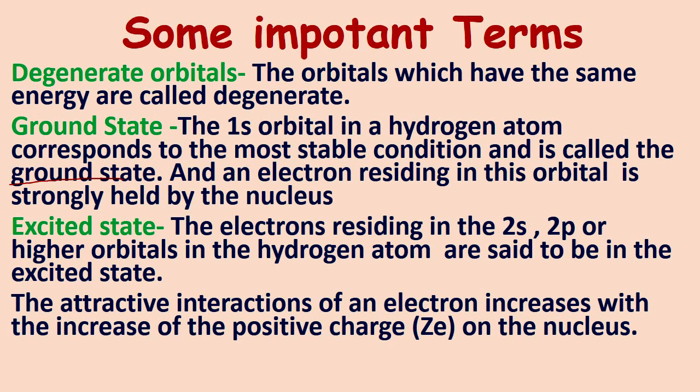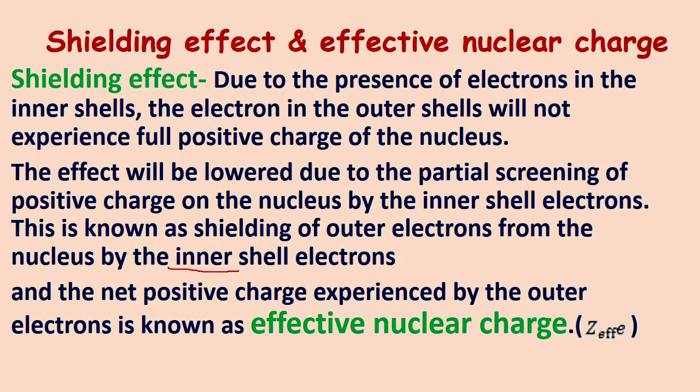Ground state. The 1s orbital in a hydrogen atom corresponds to the most stable condition and is called the ground state, and an electron residing in this orbital is strongly held by the nucleus. Excited state. The electrons residing in the 2s, 2p or higher orbitals in the hydrogen atom are said to be in the excited state. The attractive interaction of an electron increases with the increase of the positive charge on the nucleus. Shielding effect.